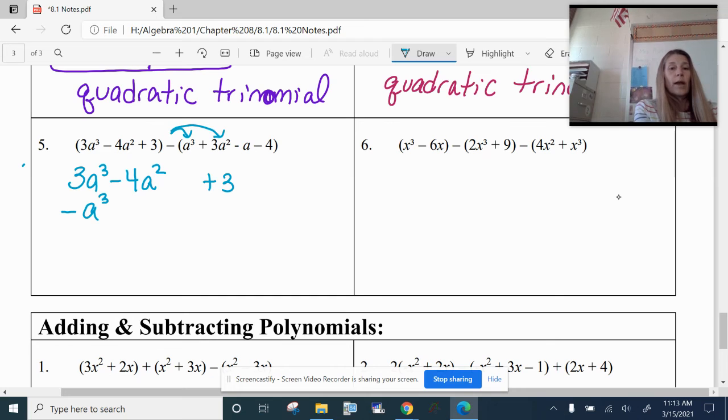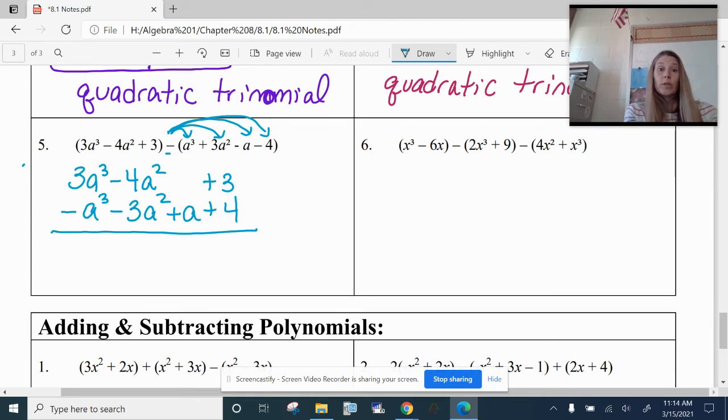Then I'm subtracting 3a squared, so lining that up under my other a squared. Then I'm subtracting a negative a, which is going to make that addition, and this is why I left that space, because that didn't have a like term in the first polynomial. And then subtracting the negative 4, which is going to make that adding 4.